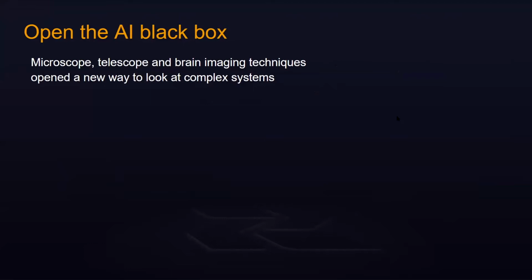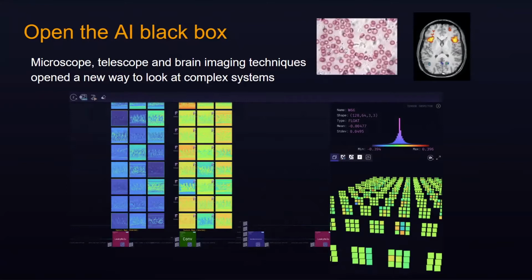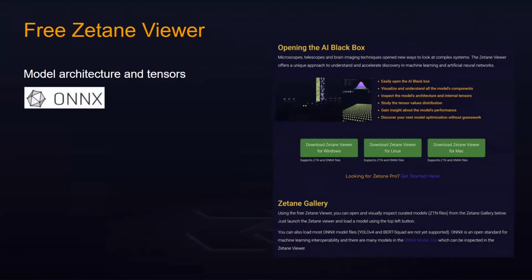The Zetane Viewer is used to open the AI black box, just like microscopes, telescopes, and other brain imaging techniques that open a new way to look at complex systems. With the Zetane Viewer, we want to look at the internal tensors and internal structure of neural networks, and to get insights on how to improve the models and their training. The free Zetane Viewer can be used to visualize the architecture and tensors of ONNX models.